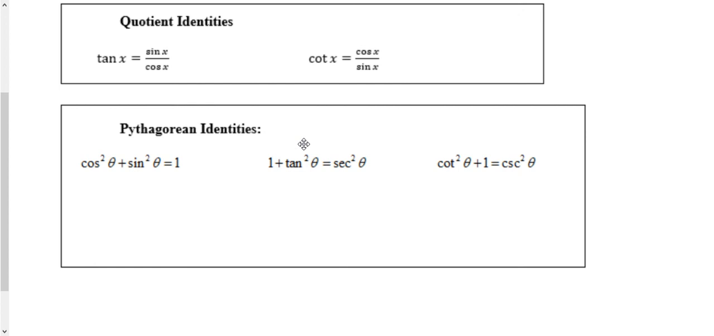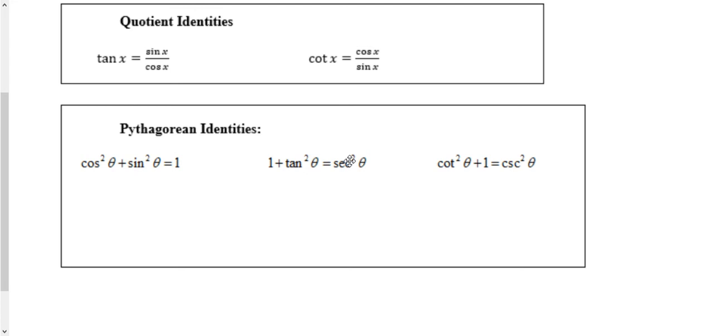We have 1 plus tan squared theta equals secant squared theta. And of course, again, I can isolate this equation for just tangent squared theta by moving that 1 away. So again, that's another identity. And the last one is cotangent squared theta plus 1 is equal to cosecant squared theta. So here we have tangent with secant, cotangent with cosecant. So again, things to remember, and again, we can always manipulate around these equations.